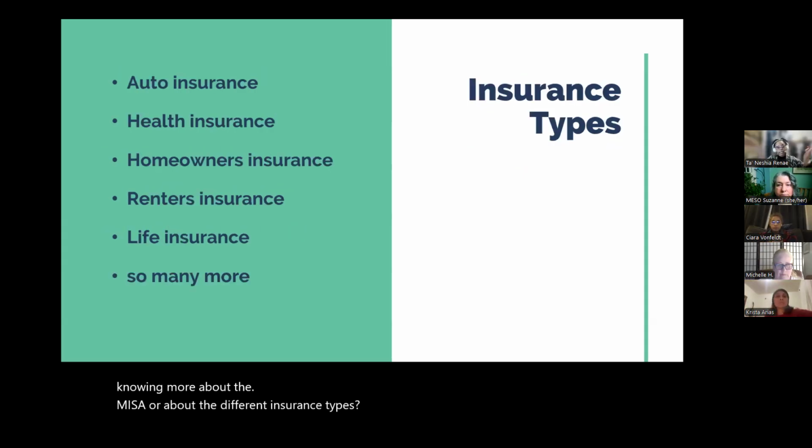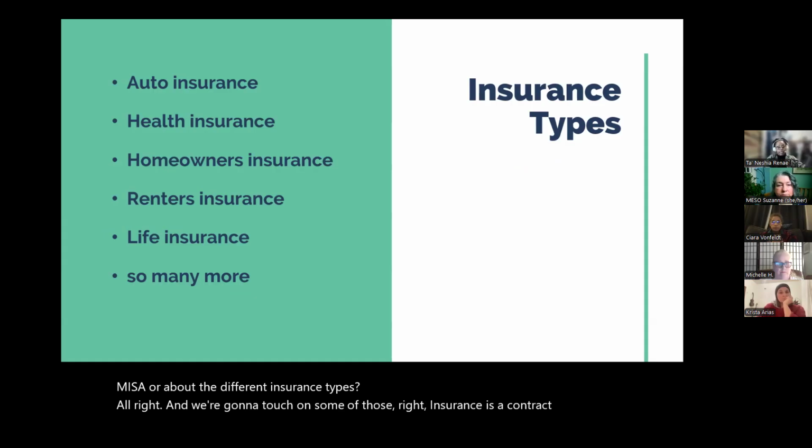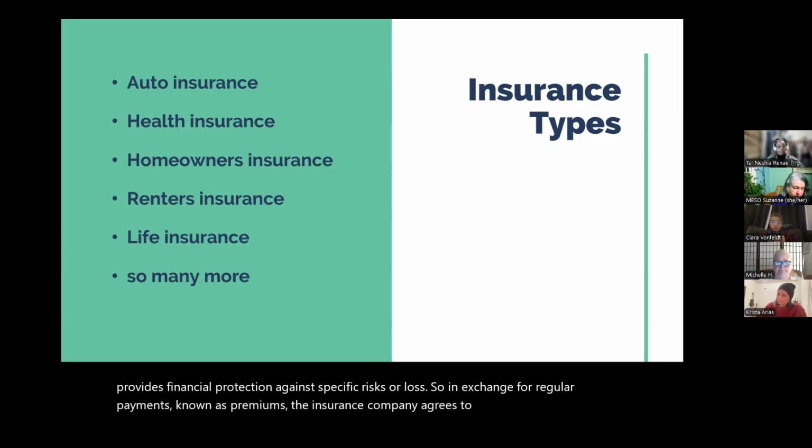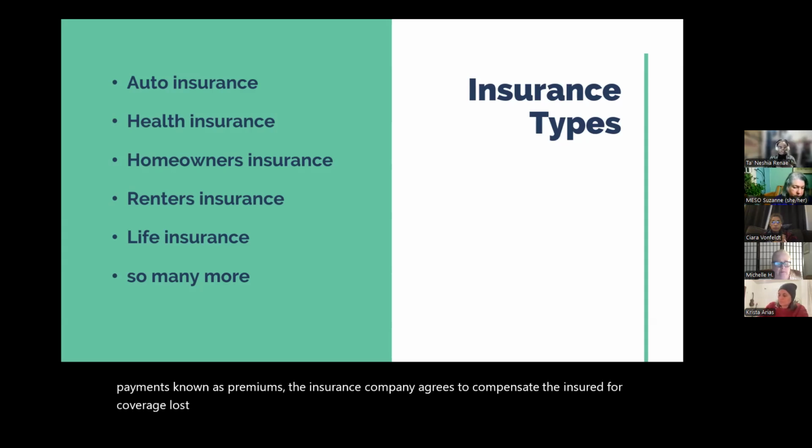All right, and we're going to touch on some of those, right? Insurance is a contract that provides financial protection against specific risks or loss. So, in exchange for regular payments known as premiums, the insurance company agrees to compensate the insured for coverage lost or damages. And just here are some of the types of insurance that we have, right?